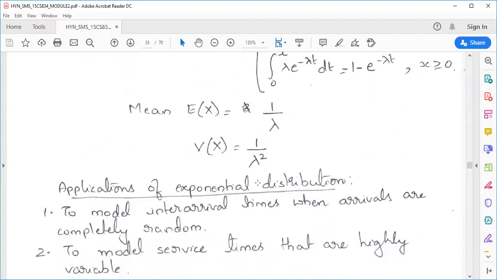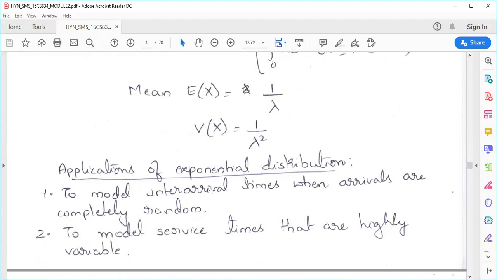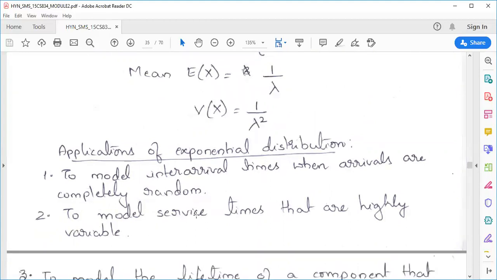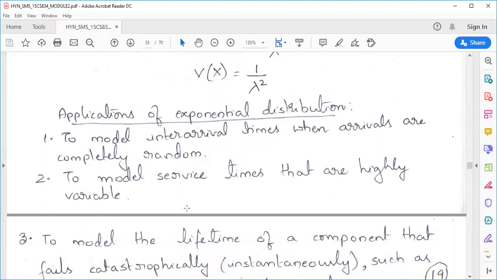There are different applications of exponential distribution, right. Exponential distribution is used to model the inter-arrival times when the arrivals are completely random. We have already solved many problems on inter-arrival times, like single channel queuing system and two channel queuing system. We also use exponential distribution whenever we have to model service times that are highly variable. Service time is the time which the customer requires to be serviced by the server, how much time he needs to get service. If those service times are varying, then we make use of exponential distribution.